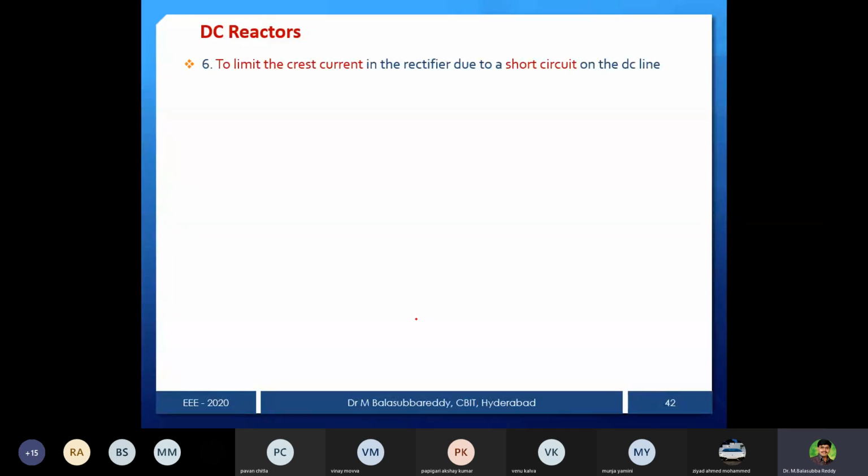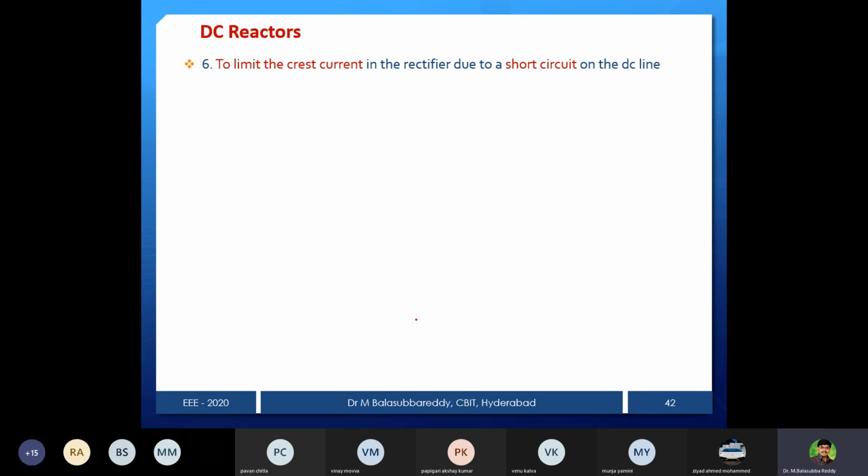Another one is to limit the crest current. Crest current is nothing but a maximum or a peak current. Crest current in the rectifier due to short circuit in a DC line. Whenever the DC line is short circuited, which generally happens rarely because a lot of protection is there in the DC transmission also, then the crest current has to be limited.